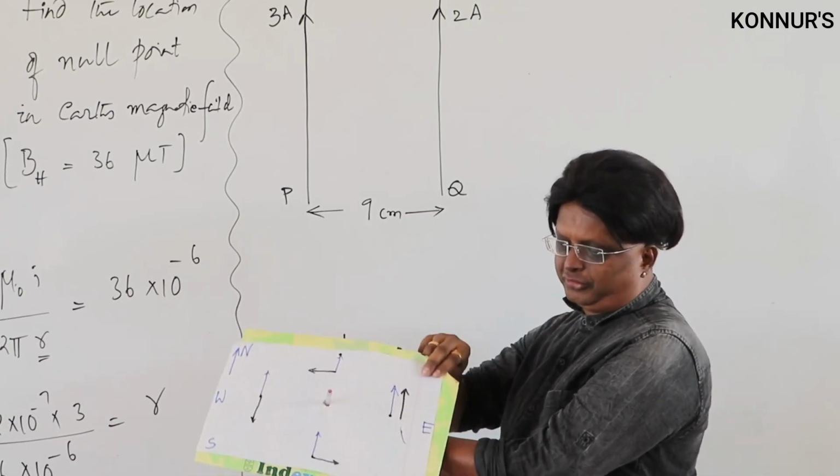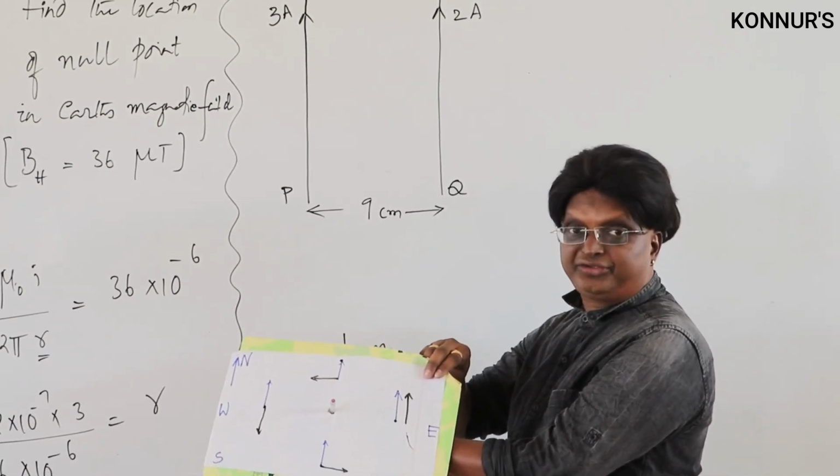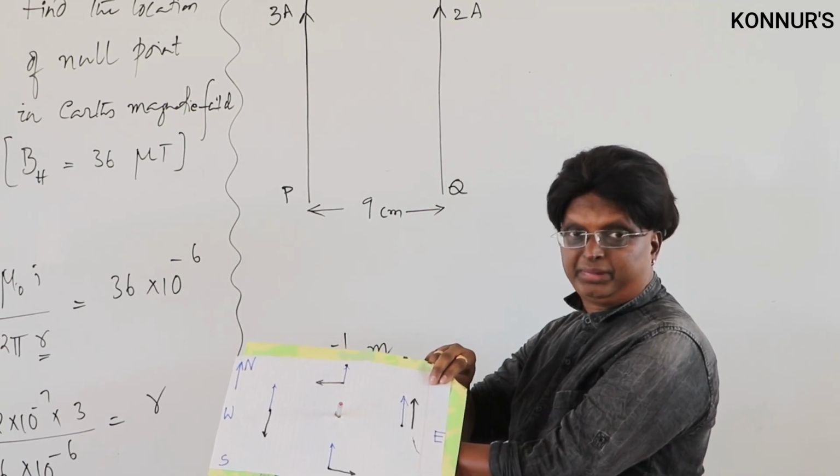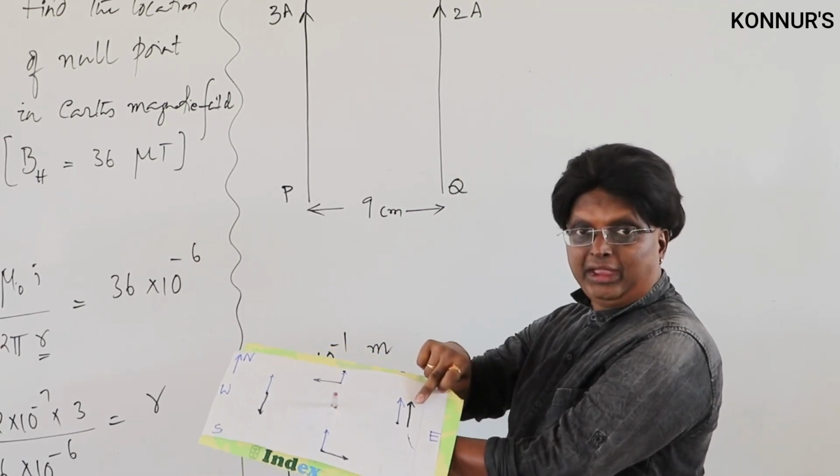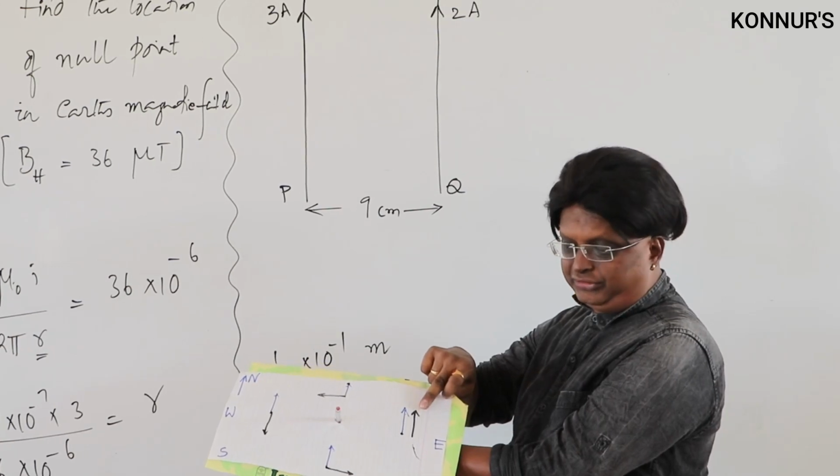And at east point, what you observe? You observe both B and BH are parallel. Therefore, effective is B plus BH. So it is a point with maximum magnetic induction. No question of null point.